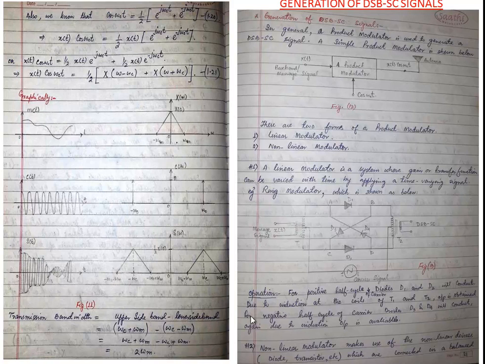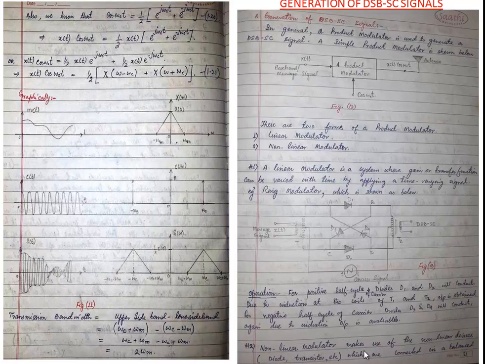They will conduct. Due to induction at the coils of T1 and T2, output is obtained. But for the negative half cycle, diode D3 and D4 will conduct, and again due to induction, output will be available.